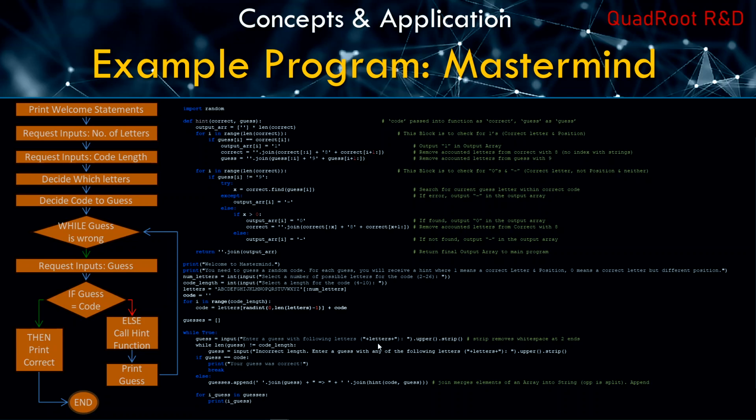But in Python, since we don't declare the type of variables, it's more of a Java concept. But this variable correct is private just to this function. Correct will get an input as the code, the correct code, and guess will get the input as guess. So guess is a variable in this main program and also a variable in this function.